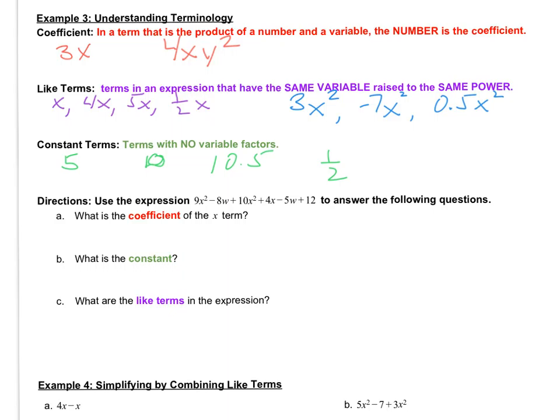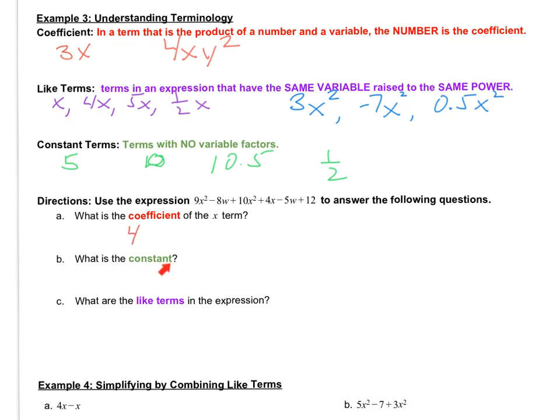In our directions down here for our first example, it says use the expression 9x squared minus 8w plus 10x squared plus 4x minus 5w plus 12 to answer the following questions. The first question says, what is the coefficient of the x term? So if we're talking about the coefficient, we're looking for the number in front of the x term. Well, if we look in our expression here, the only term that has an x, just an x, is right here. We need to take into account the sign and the number. So it's a positive 4. So our answer here would be 4.